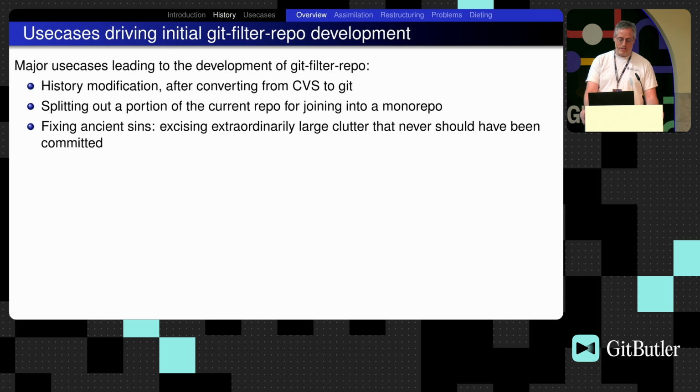Another one that came up at one company ago, Palantir, that I worked at, was splitting out a portion of the current repository for joining into some larger monorepo. And a third use case was trying to remove some really large clutter that had been committed back when people were new to Git, and made all of our fetches slow for a decade afterwards.